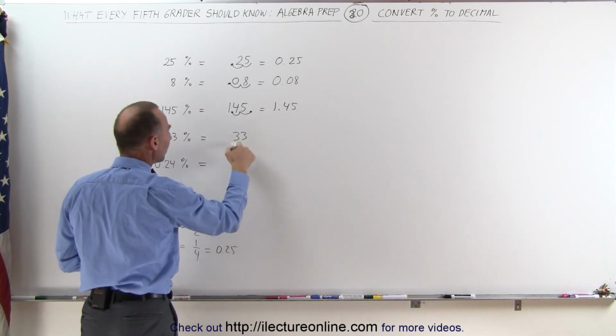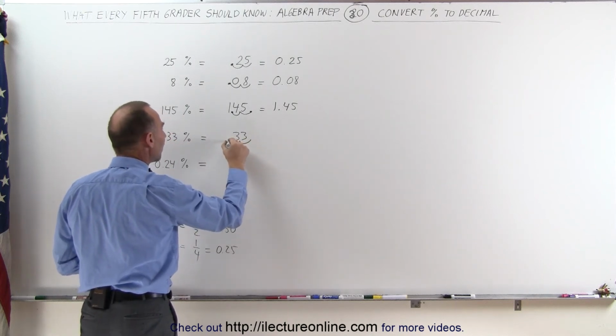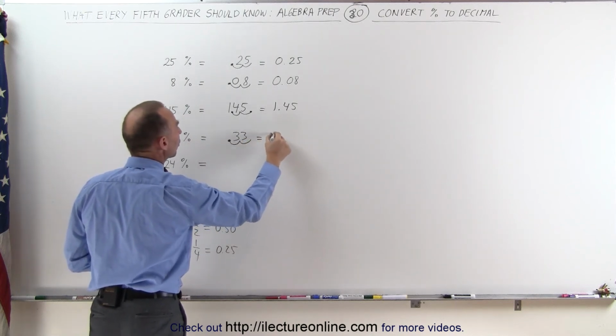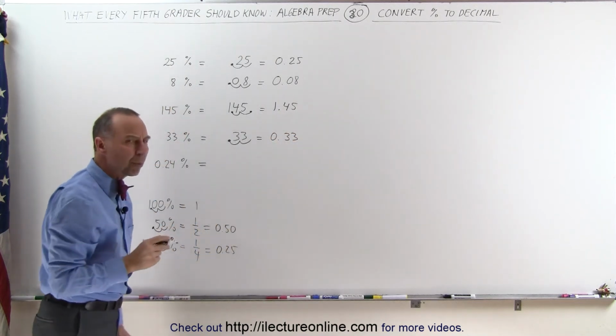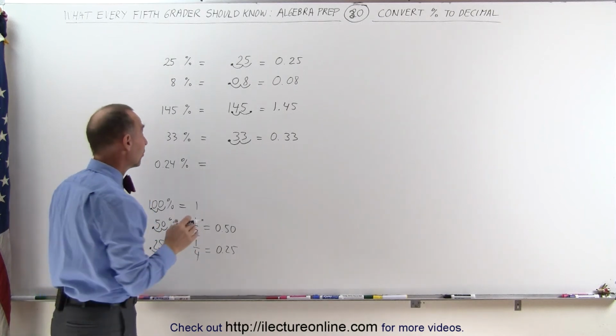33%, we write down the number, we move the decimal place over 2 spots. This is equal to 0.33. And finally, 0.24%, what is that in terms of a decimal?